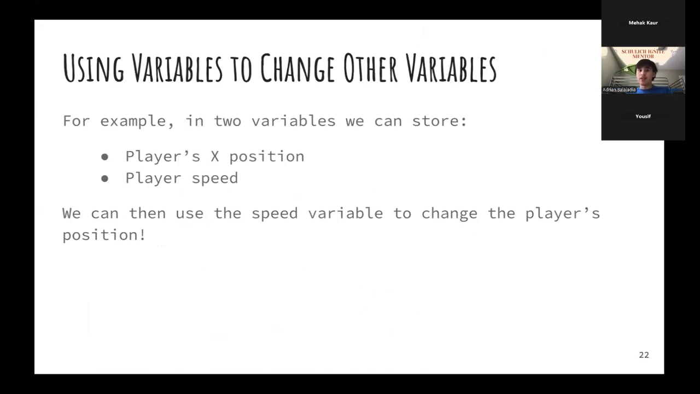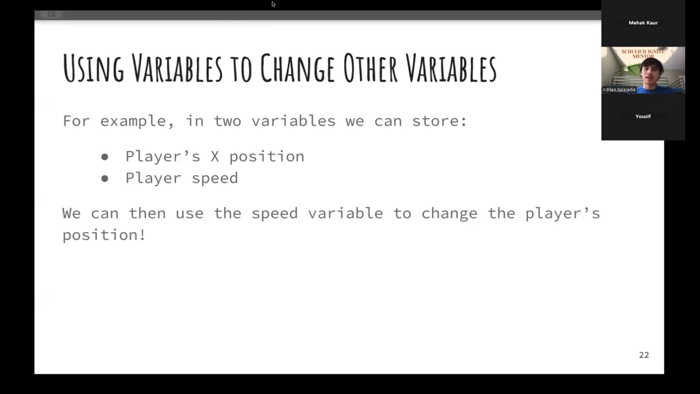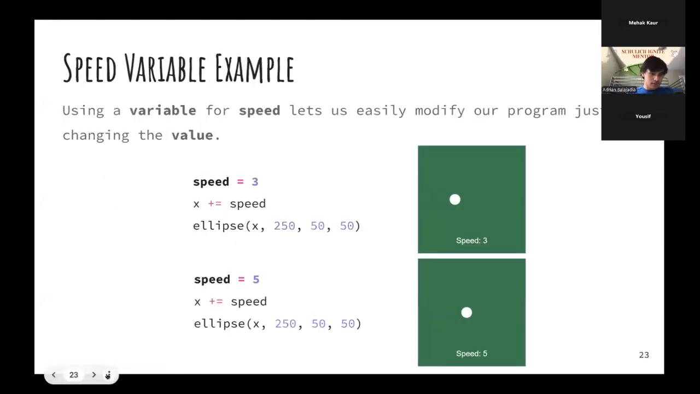So we did cover variables, and like I said before, variables can change other variables. For example, in two variables, we could store the player's x position and the player's speed. And let's look at a more practical example.